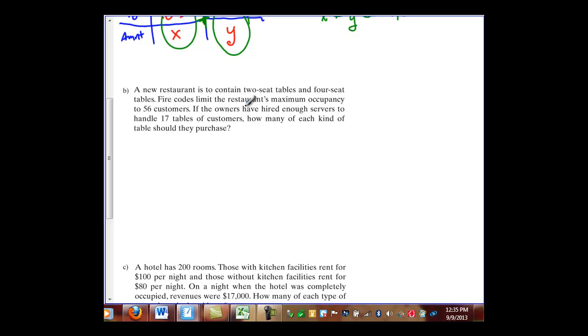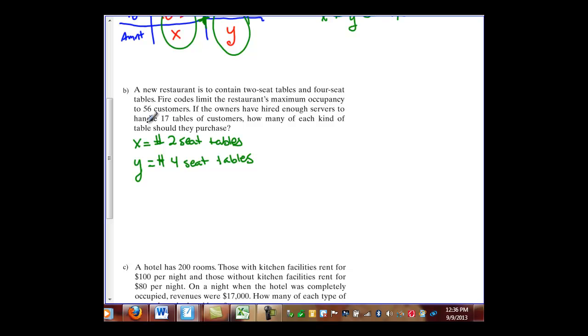We are going to use two variables. If you look at what they're asking, a lot of times that tells you what your variable is, like 9 times out of 10 probably. So it says how many of each kind of table should they purchase. Well, that's letting me know I need to solve for the number of 2 tops and the number of 4 tops. So x is going to be the number of 2 seat tables, and y will be the number of 4 seat tables. Which then starts to make it a little bit easier.